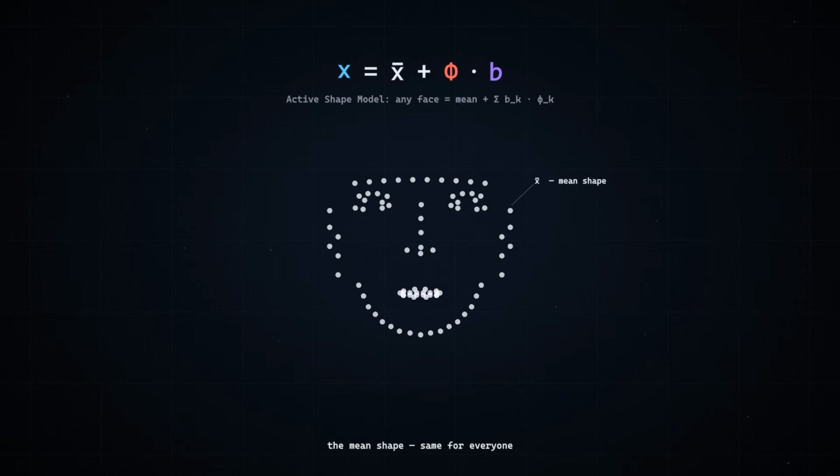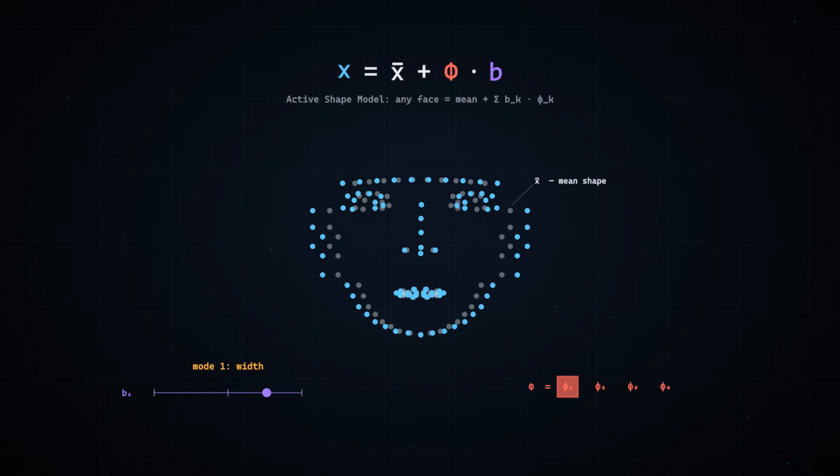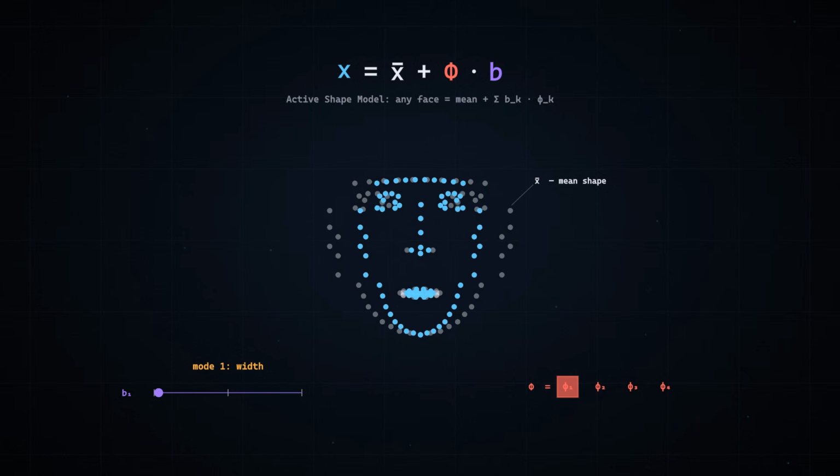Here's the whole idea in one line. Any face is the mean face, plus a few learned adjustments. Start with the mean, the average shape, the same for everyone. Now turn the first dial. Mode 1 is width, the face grows wider, then narrower.